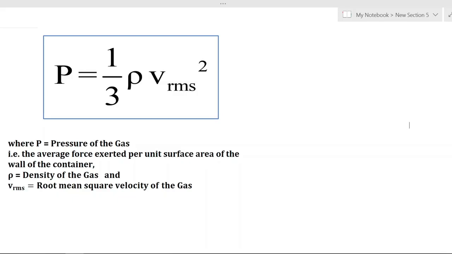But before that, I just want you to know the quantities represented by the symbols in this expression. P represents the pressure of the gas. What is pressure? We know it is the average force exerted per unit surface area of the wall of the container. Rho is the density of the gas. Vrms means the root mean square velocity of the gas.